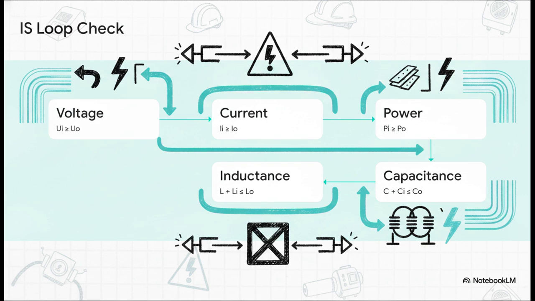If you don't have a prepackaged system certificate, you have to verify the IS loop mathematically yourself. The field device's maximum voltage, current, and power input, Ui, Ii, Pi, must be greater than or equal to the barrier's maximum output, Uo, Io, Po. Then, you have to ensure that the capacitance and inductance of the cable, plus the internal capacitance and inductance of the device, are less than or equal to what the barrier can safely handle, Co and Lo.